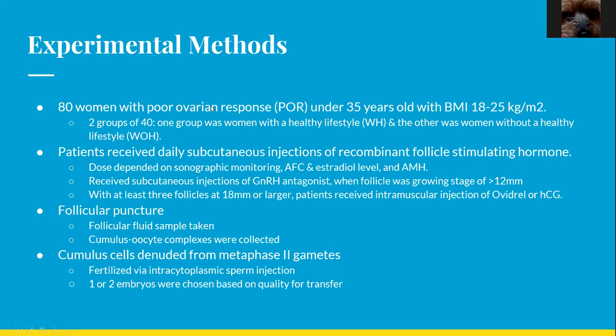Okay, so these are some of the experimental methods, pretty generalized. They used a group of 80 women, and I believe they started out with more women, but the IVF process is very intense, so I know they lost a lot of patients just because it's a lot on a female's body. They picked women that had poor ovarian response, who had to be under 35 years old and have a BMI between 18 and 25, so they had to be relatively healthy.